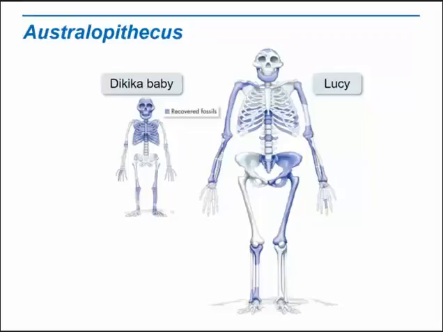Leg bones confirmed that the Dakika baby walked bipedally, while her arm and shoulder bones suggested that she would have been a better climber than modern humans. Researchers will be extracting information from these bones for years.